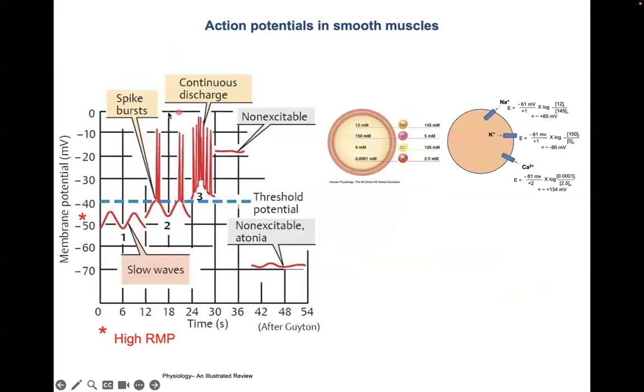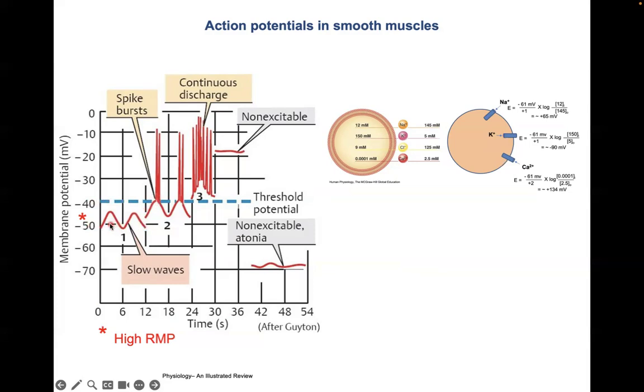Now we move on to the patterns of action potentials in smooth muscles. We have different patterns. Again, before we dive into details, please always remember the electrochemical forces for sodium, potassium, and calcium. We start out here at minus 50 millivolts, which is significantly higher than the resting membrane potential in skeletal muscles and nerve fibers. In order to depolarize the smooth muscle cells, we have to reach this threshold of minus 40 millivolts, the blue dashed line.